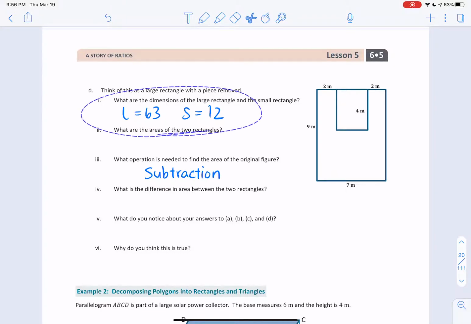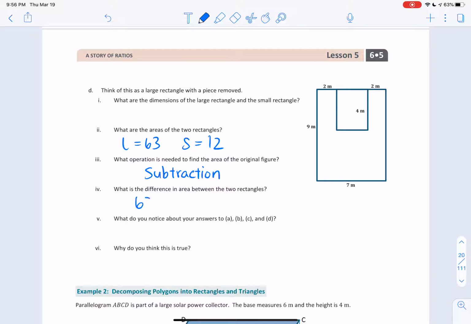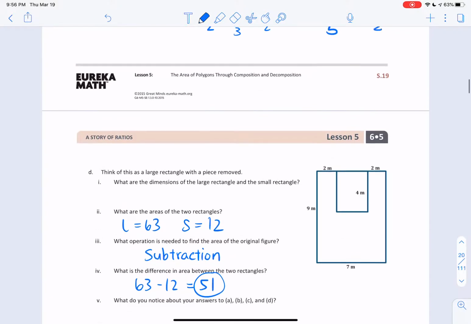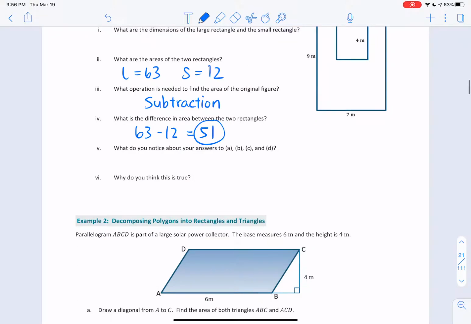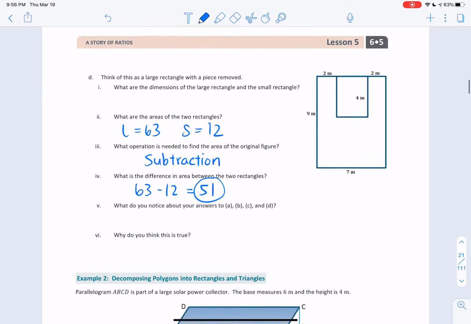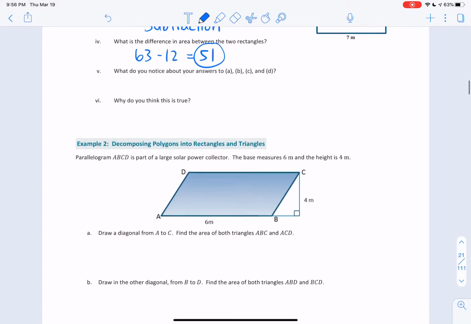All right, let me go ahead to avoid confusion. And I kind of skipped number 1. Number 4, what is the difference in area? Difference in area is subtraction. 63 minus 12 equals 51. We already knew that. So what do you notice about your answers from all 4 of these? They're all the same. 51, 51, 51, 51. Doesn't matter how we did it, we always got 51 because it is the same exact shape. Right? It's that kind of fat bottom U shape.